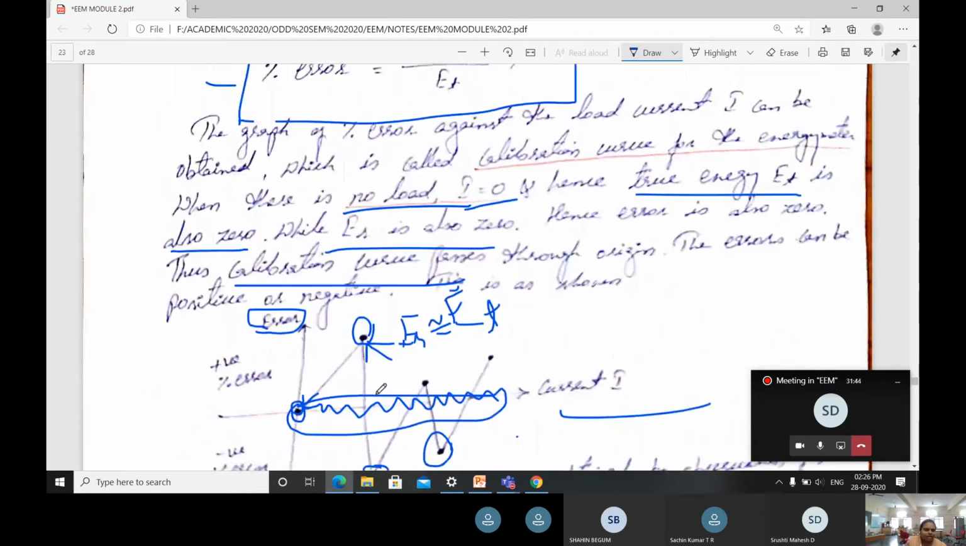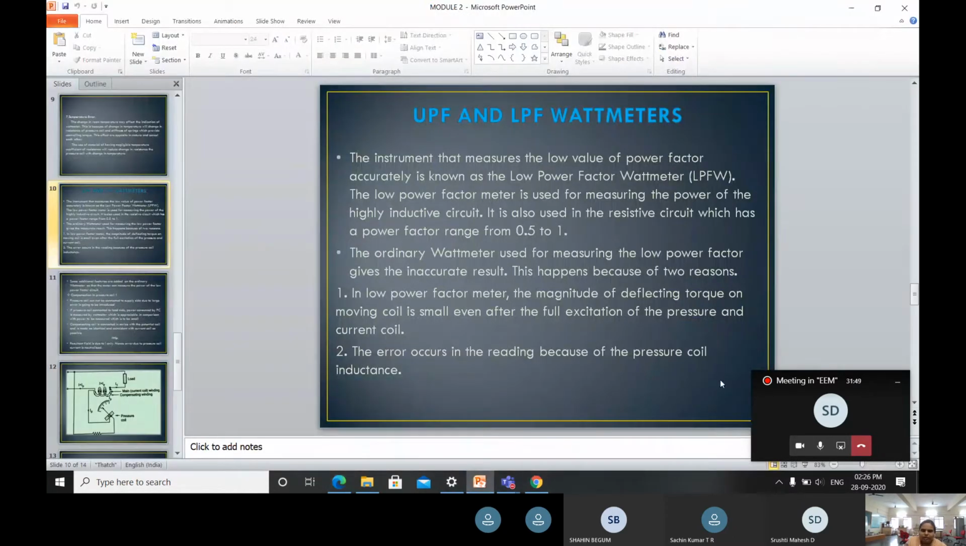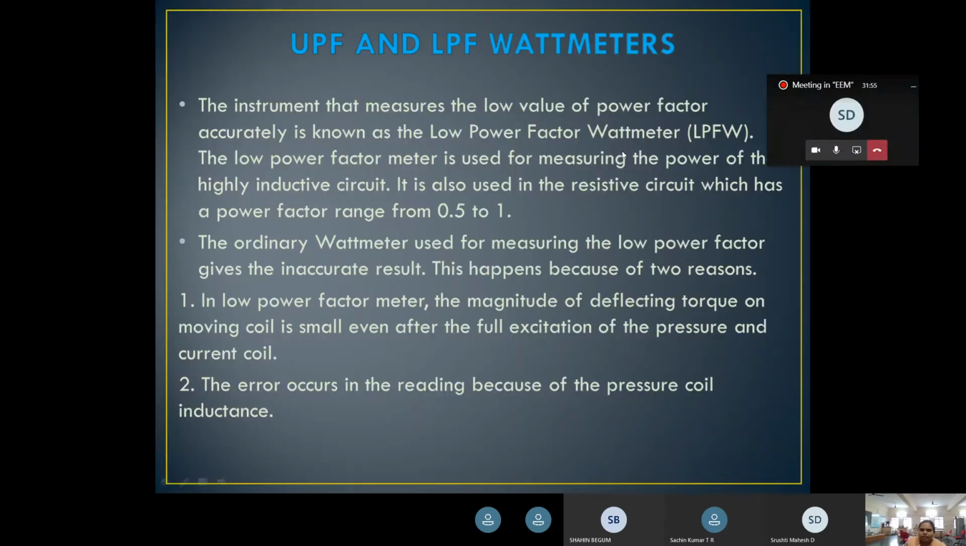Next, we go with the next topic, that is UPF and LPF of the wattmeters.